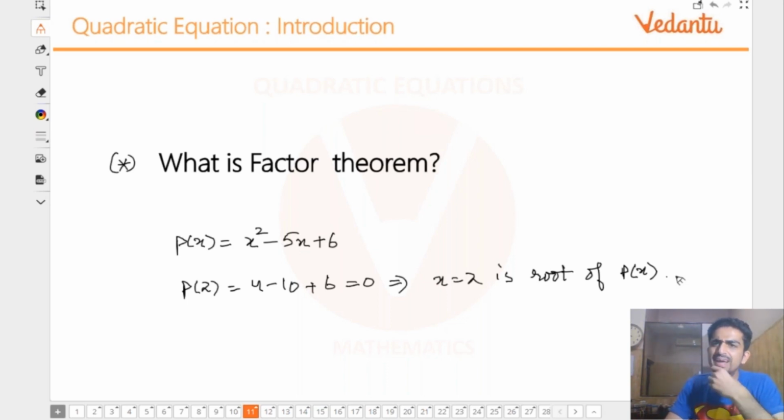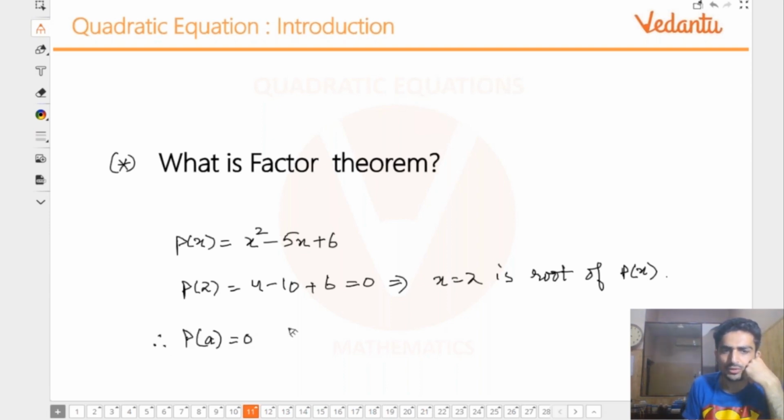Very good. Because that is something we have studied. Root is something which, when we put it, the value becomes equal to 0. So I can say if P of A is equal to 0, then x equal to A is a root.